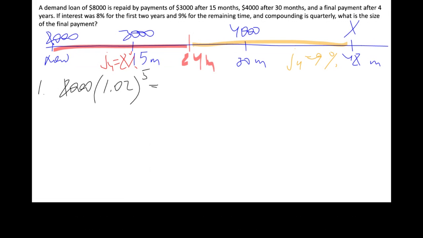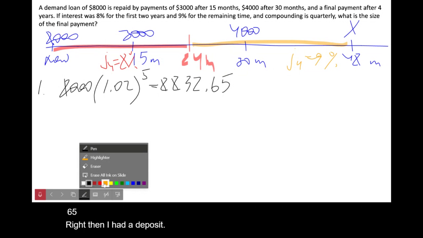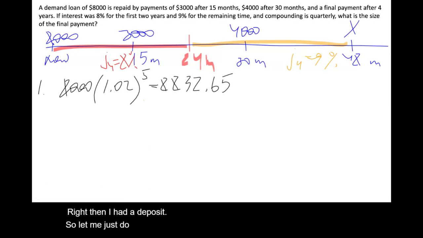Okay, so 1.02 exponent 5 times 8,000. So 8,832.65, right? And I had a deposit. So let me just do this, minus 3,000, right? So what is it? $5,832.65. Okay, so step 2.